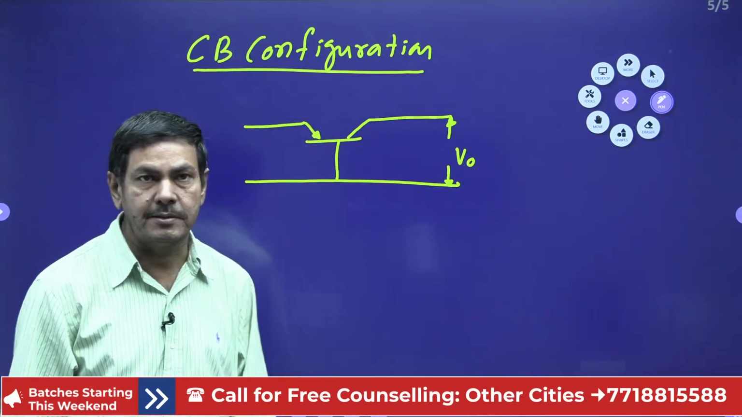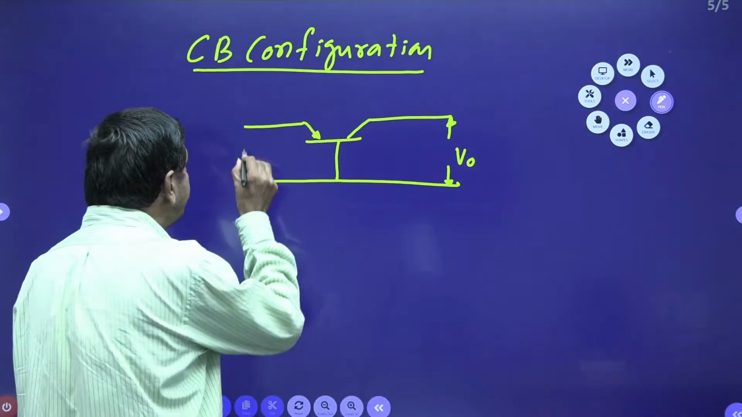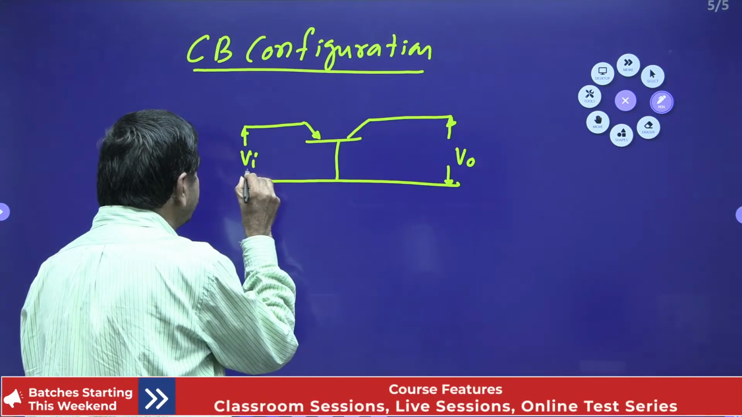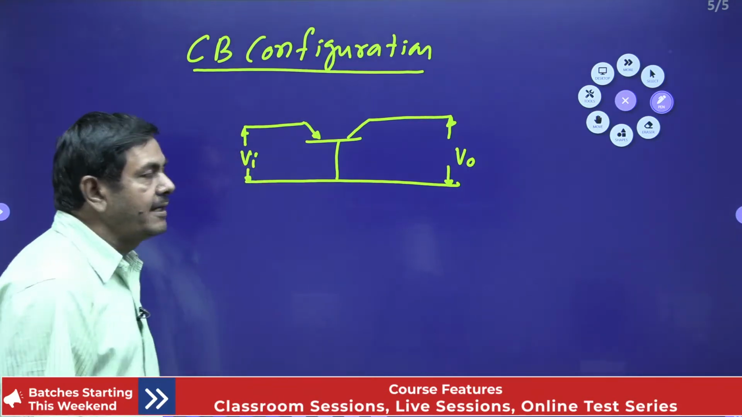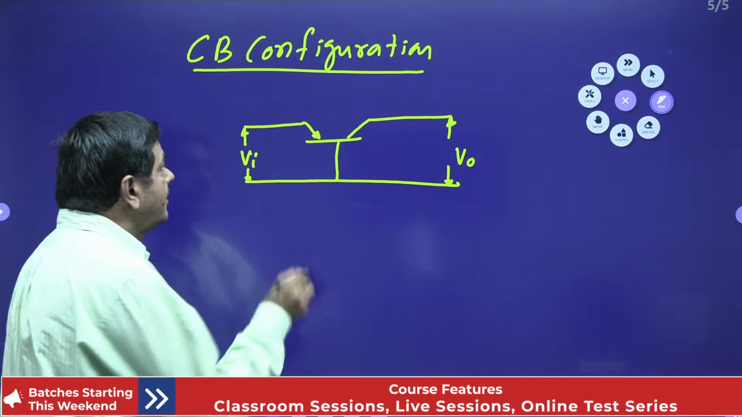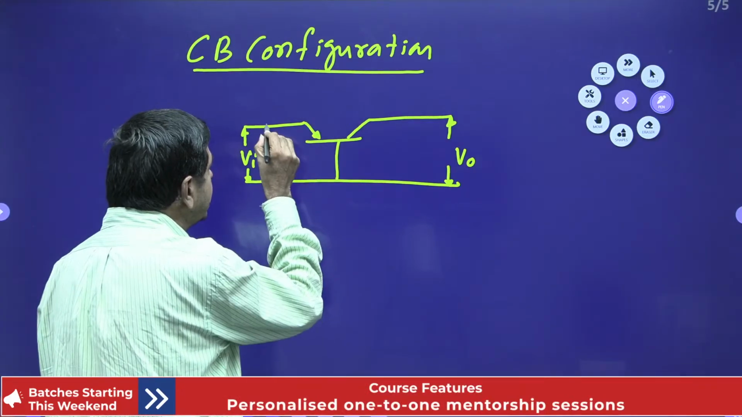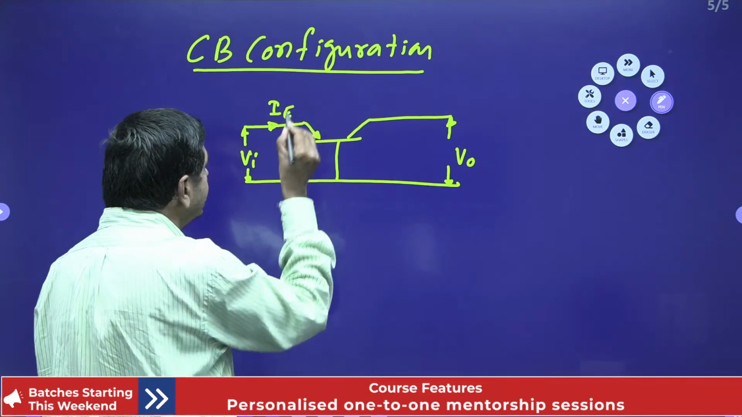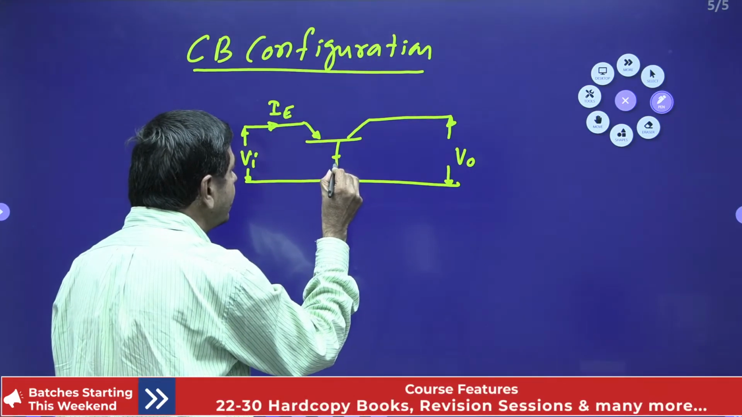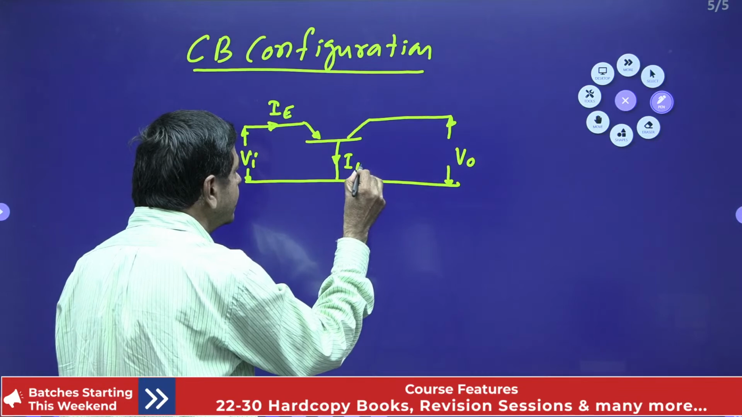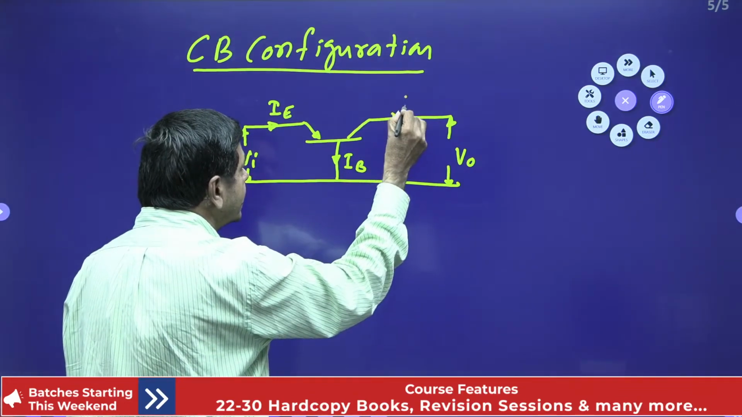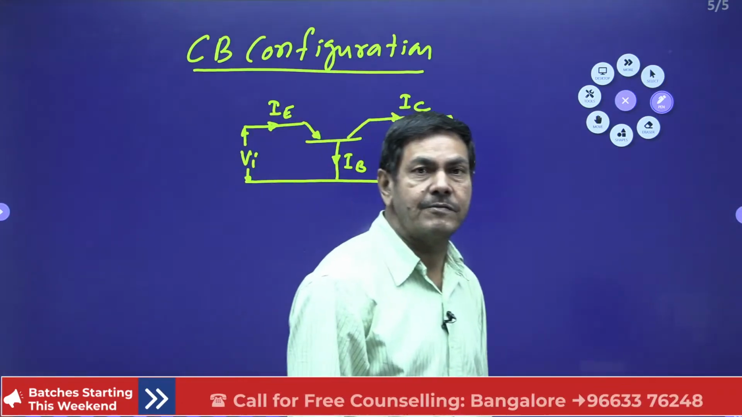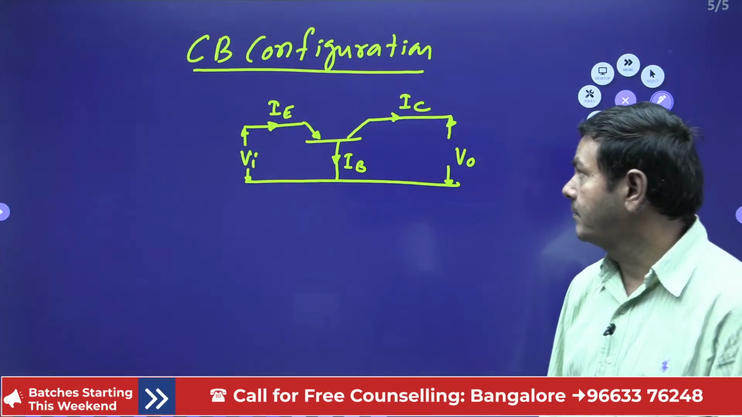V naught is possible. But the input is given between these two terminals only. This is Vi. This voltage is said to be the base to emitter voltage. This current I would like to take as IE. Some current will divert to this side, that is the base current. This current I can take as the collector current. These are the three currents that will be passing through the common base configuration.